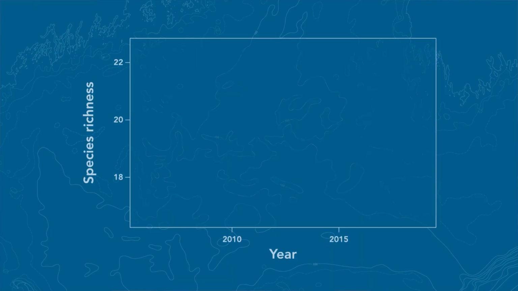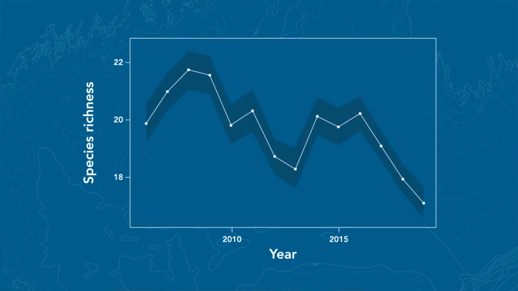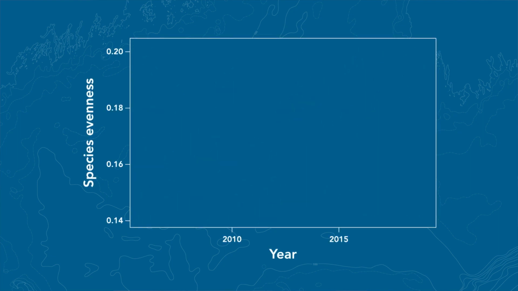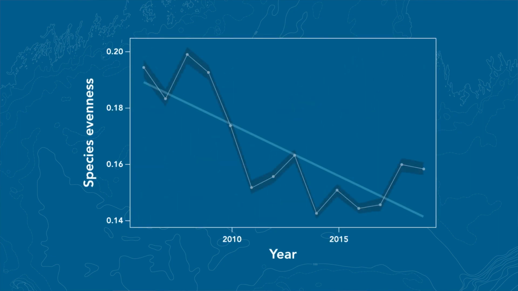And so for species richness, we saw a decrease in that trend, which just means that there were fewer unique species over time. And then for species evenness, we also saw a decreasing trend, which just means that at the beginning of the time series, the abundance of different species was more similar, and they became less and less equal over time. Once I found changes in marine biodiversity, I wanted to know what could be causing those changes.